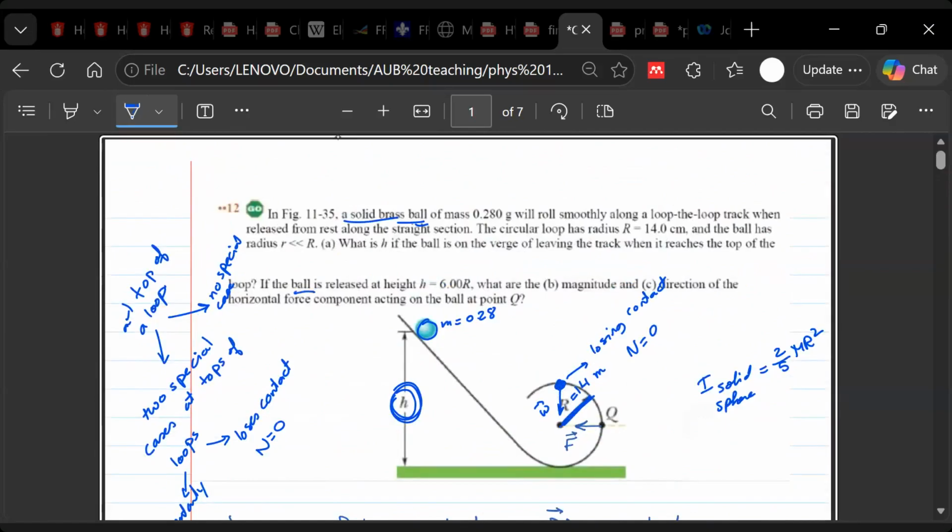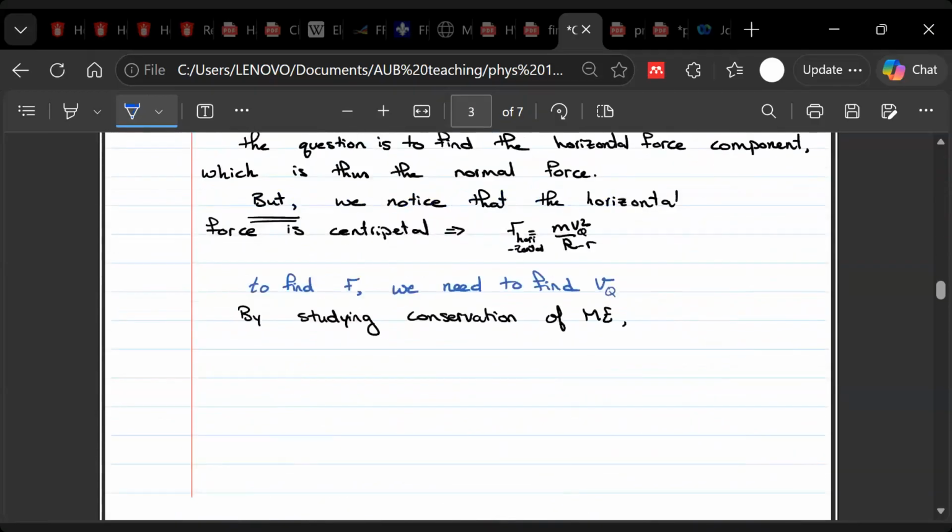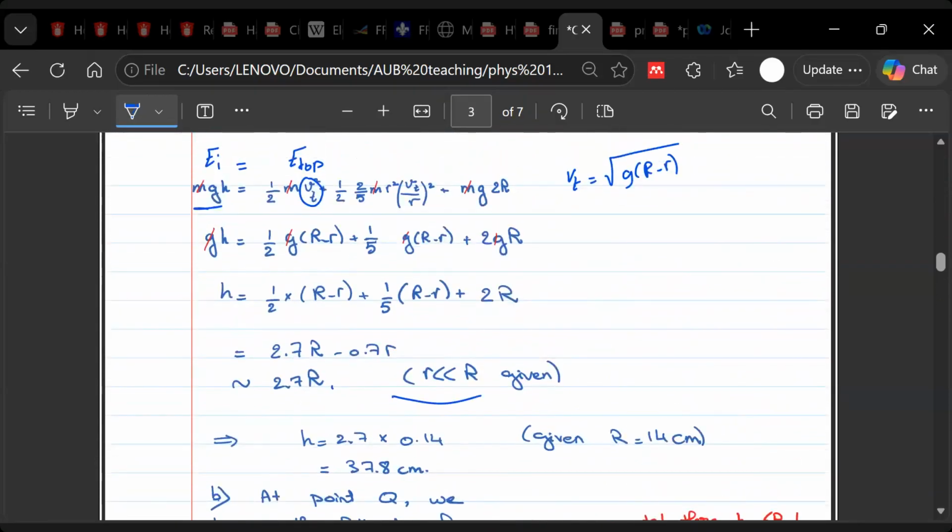So the ball is now released from h equals 6r. How much was h in part A? We solved for it and we found that it was 2.7r, right? Now I started from a larger height. What will be the result? Definitely the speed at the top is higher and our ball will not be really at the verge of losing contact. So I will not put the normal to be equal to 0.